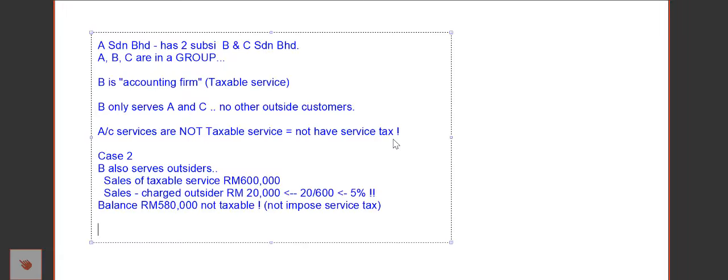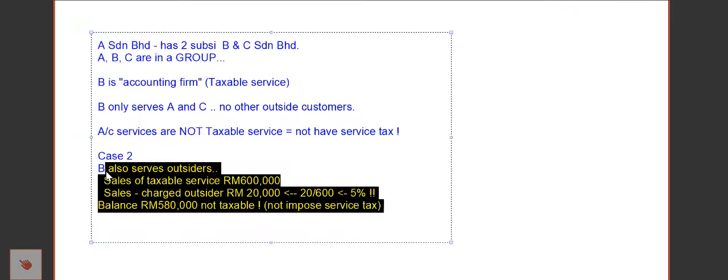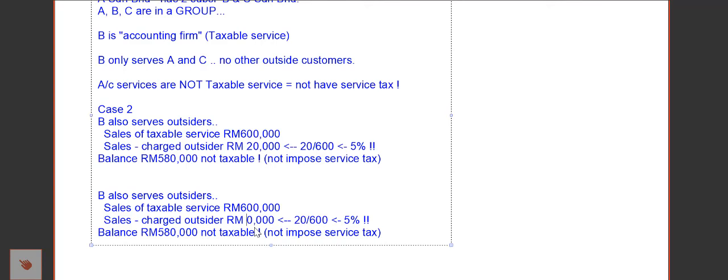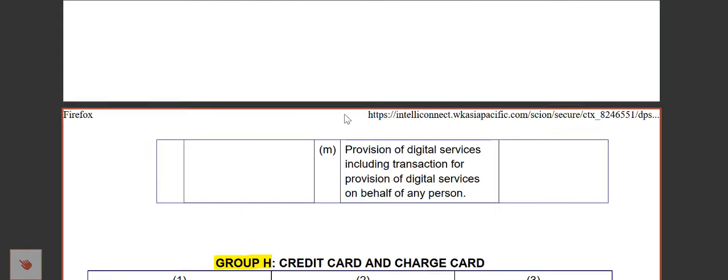Now, but let's say I am changing this into 200. So the sales of your taxable service is 600, but the amount you charge outside is 200. Obviously, 200 out of 600 is already 25%. That means everything will become taxable. So for the entire 600 you have to impose service tax at 6%. You understand?